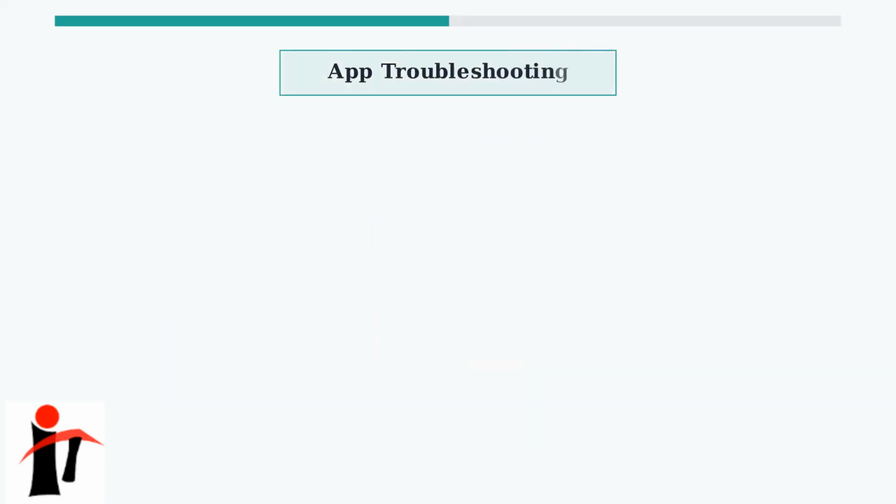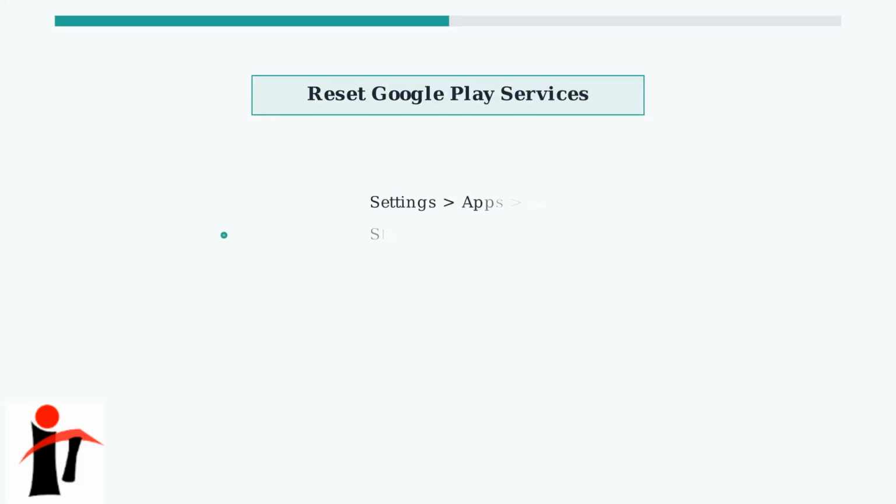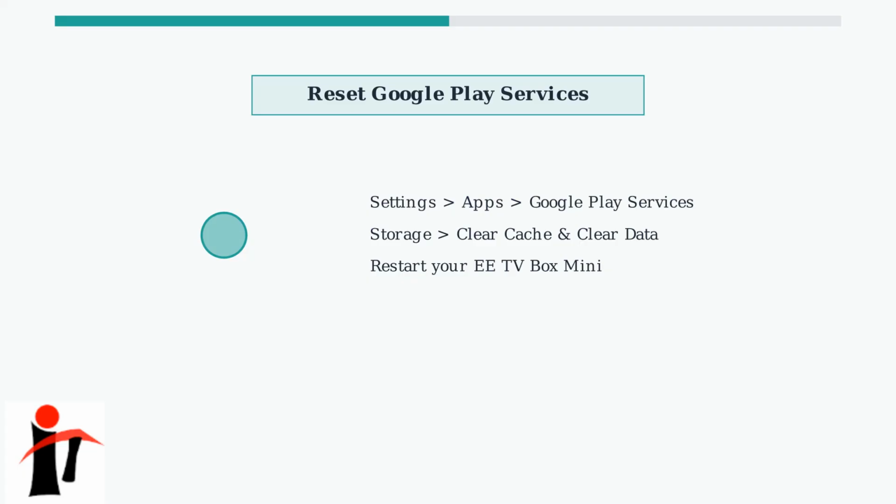When your EE TV Box Mini apps aren't downloading, crashing, or having login failures, the first step is clearing the app cache. This resolves most app-related issues by removing corrupted temporary files. Resetting Google Play Services is crucial for app functionality. This service manages app downloads, updates, and authentication. When it malfunctions, all apps can be affected.